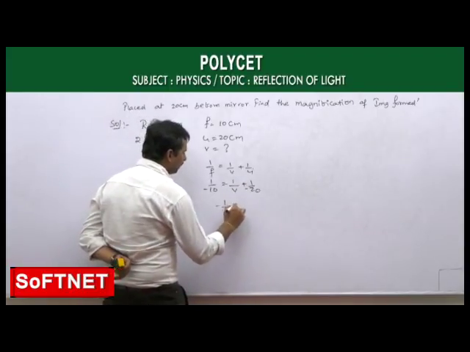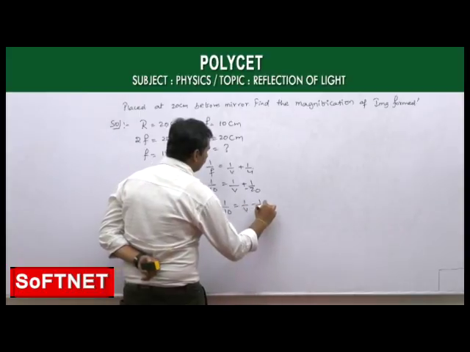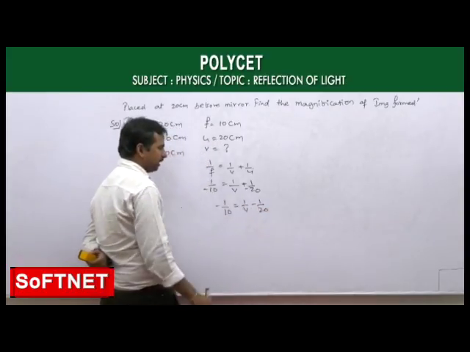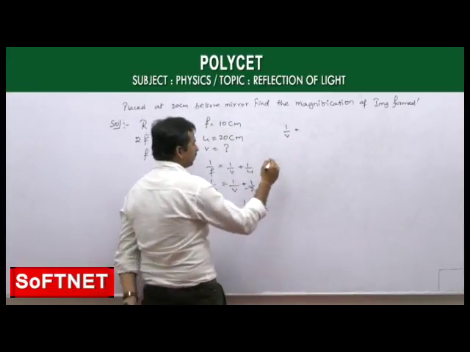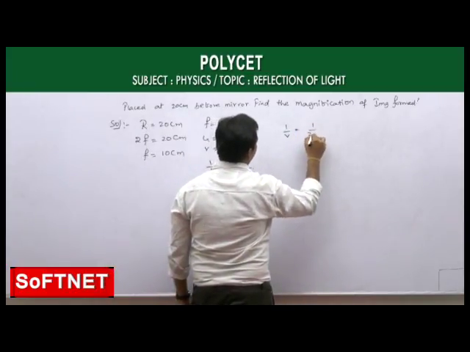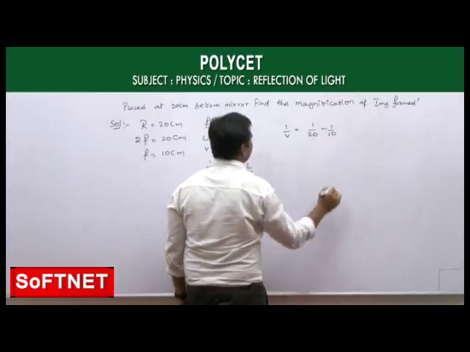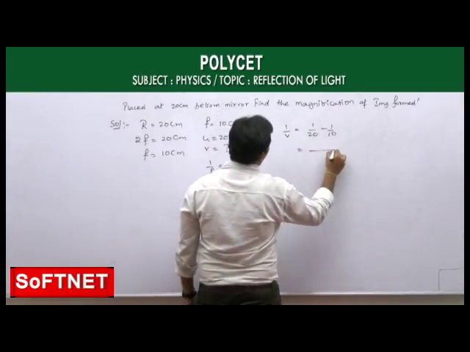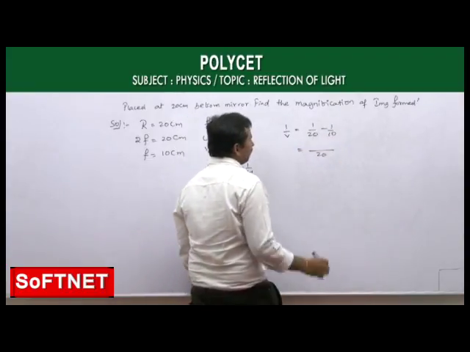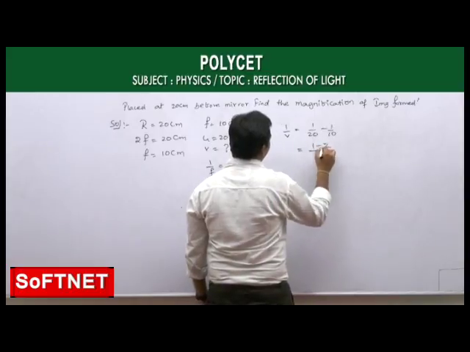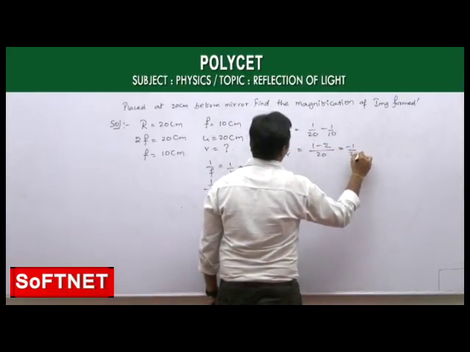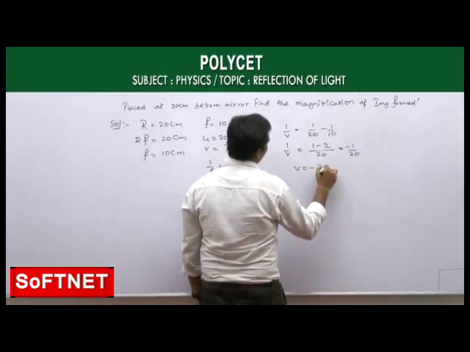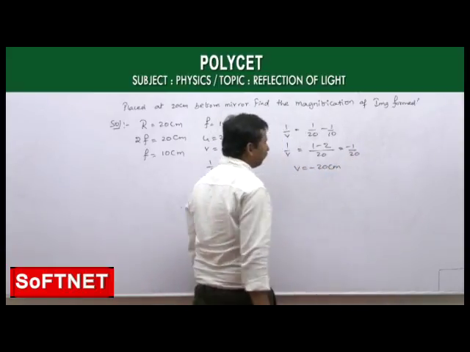Then minus 1 by 10 is equal to 1 by v into minus 1 by 20. Then 1 by v is equal to, bring this minus 20 this side, then it becomes plus 1 by 20 minus 1 by 10. Then 10 and 20, if you take LCM here, then 1 minus 2 we get, so 1 by v is equal to minus 1 by 20. Then v is equal to minus 20 centimeters.